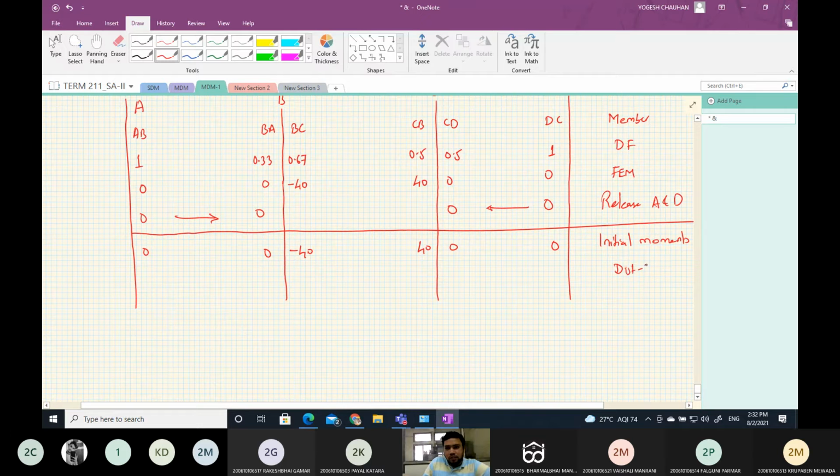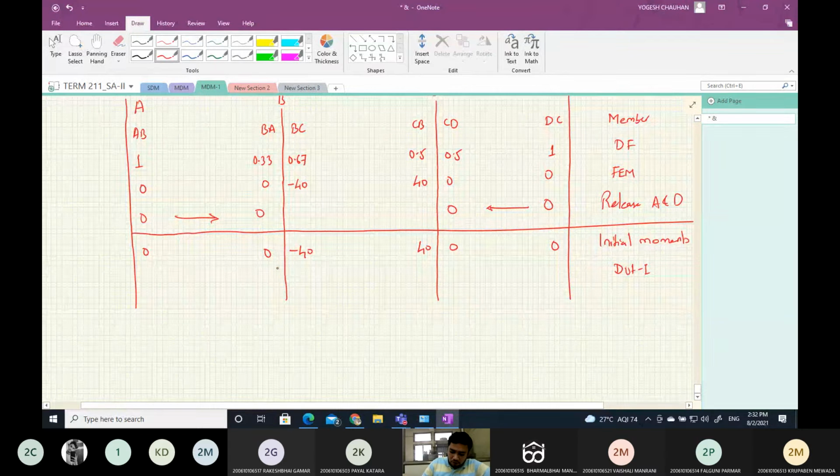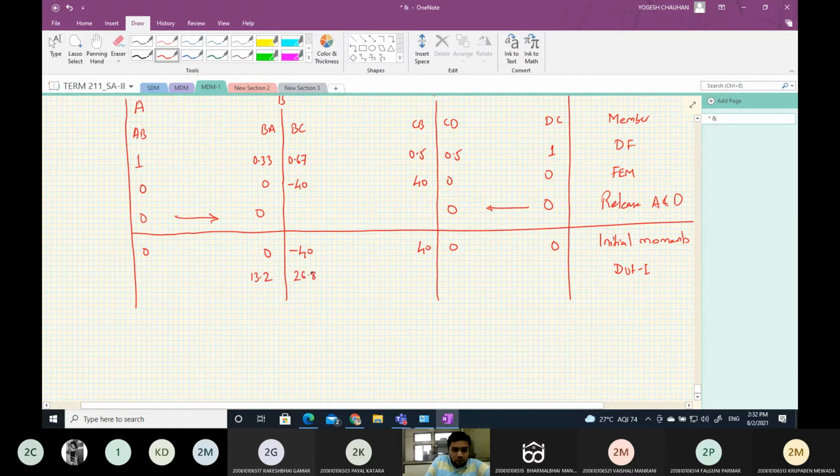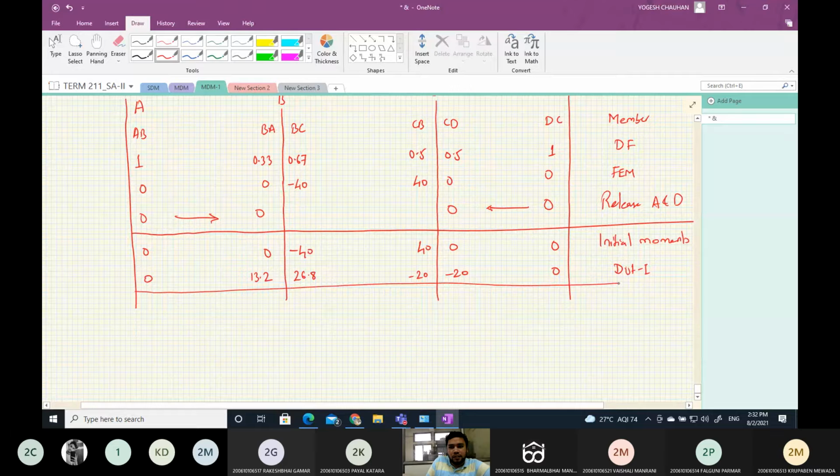Now we carry out the first distribution. So here the unbalanced moment is 40. So it will be 40 into 0.33. It is 13.2, and this will be 26.8. Here it will be minus 20, minus 20. Distribution factor is 1, moment is 0. So this is the first cycle.